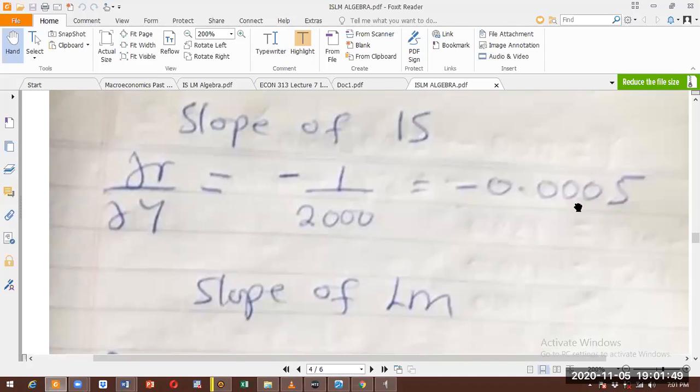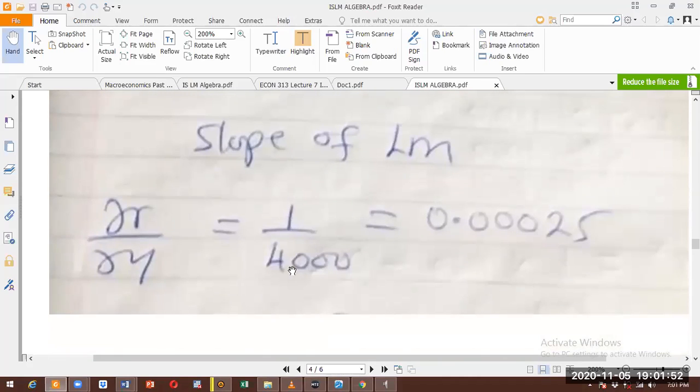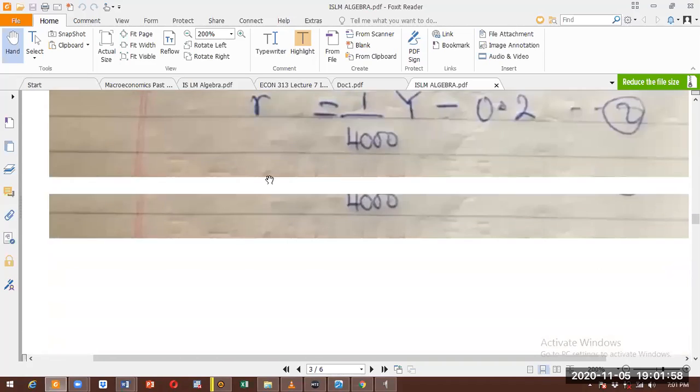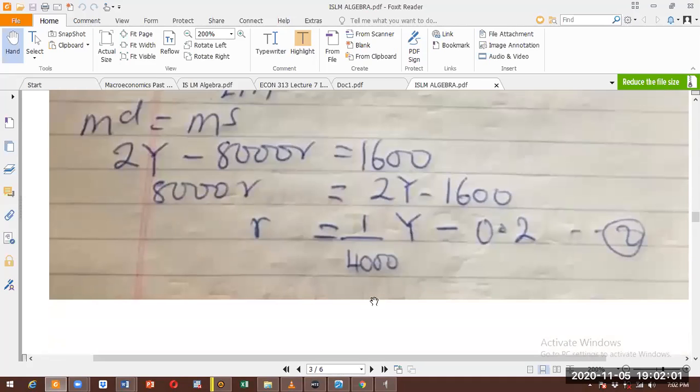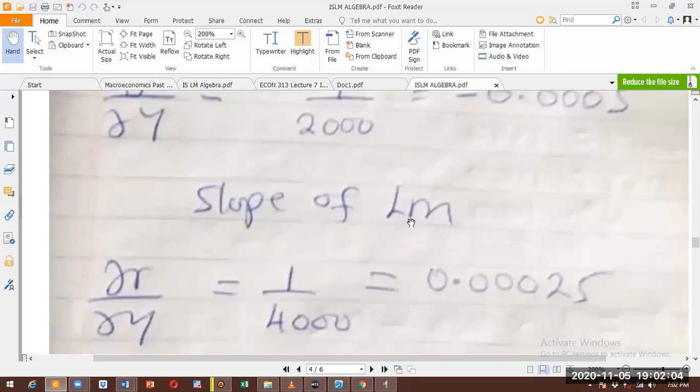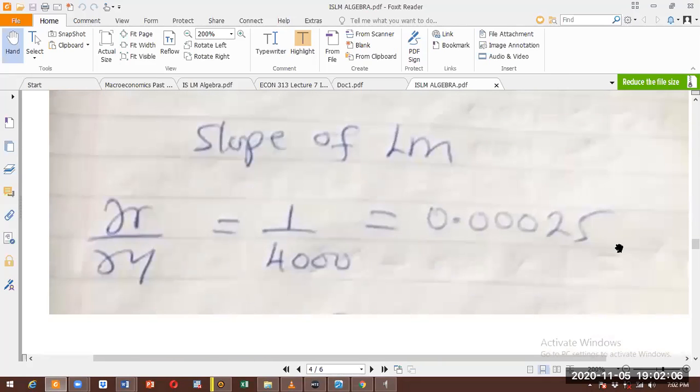Yes, sir. Okay. And then when you go to the LM, you differentiate R with respect to Y. The dR/dY, the coefficient of Y, is 1 over 4,000, which is 0.00025. So this one too means that in the money market, if income should increase by 1 unit, interest rate will increase by 0.00025 units. Is that okay?